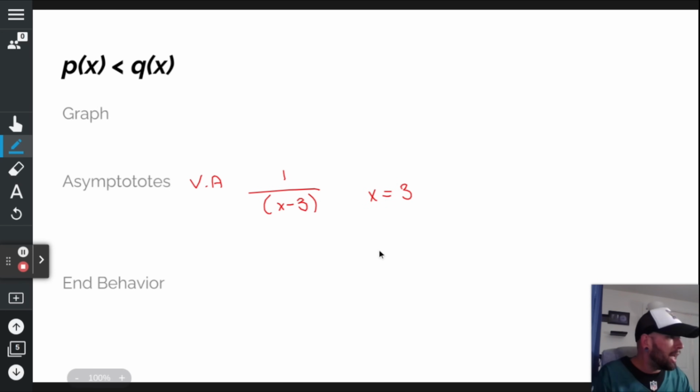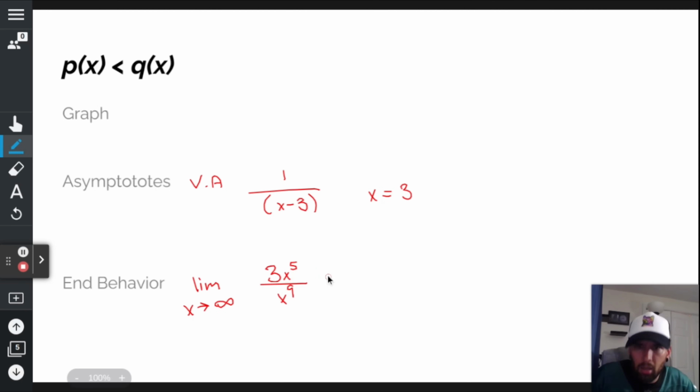Now for end behavior if my denominator is bigger, let's say I had the limit as x approaches infinity of 3x to the 5th over x to the 9th. You simplify that as much as you can, so 3 over x to the 4th. Now, let's make sense of what's about to happen. My x is greater in the denominator than in the numerator.